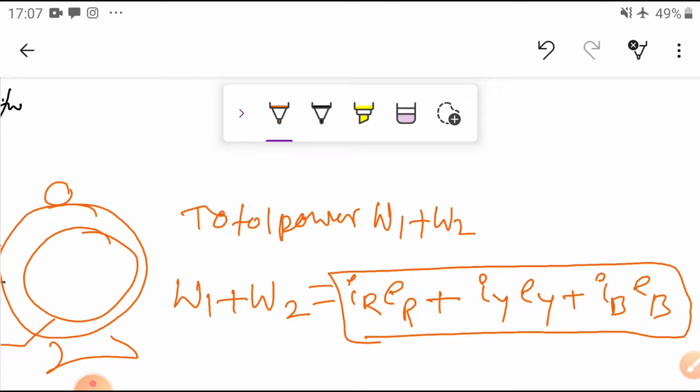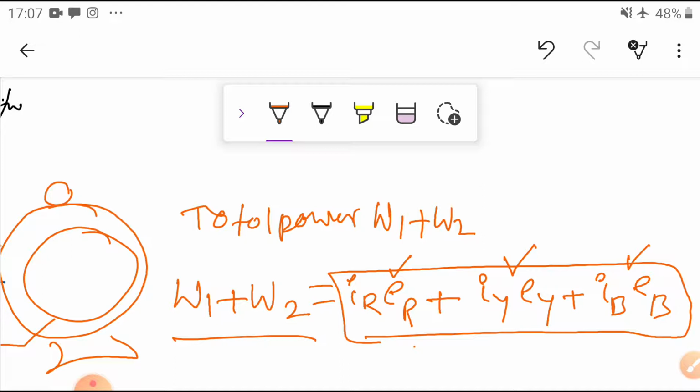The power consumed in the 3 phases is read by only 2 wattmeters, which are W1 and W2. This was proved in previous classes, and it may be a balanced or unbalanced load condition.